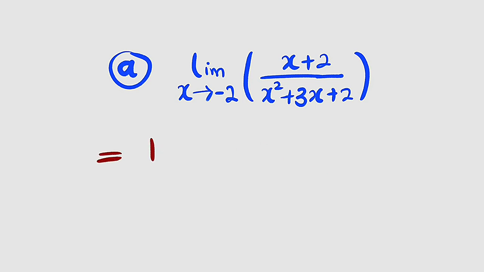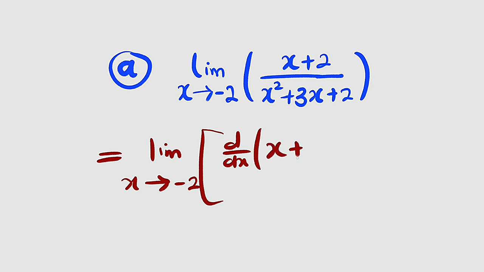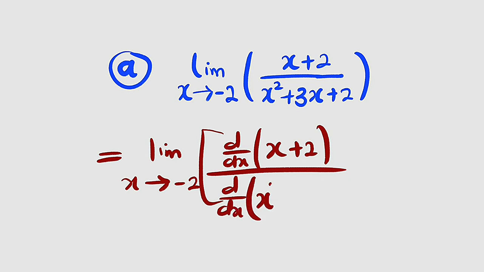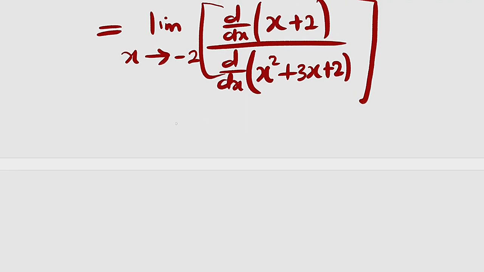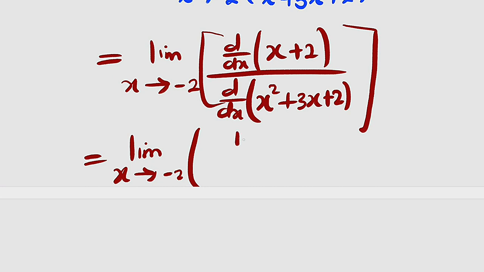So this is the same thing as the limit of x approaches negative 2 of d over dx of x plus 2 divided by d over dx of x squared plus 3x plus 2. So we're going to differentiate the top and the bottom separately. From the top, if you differentiate x, you have 1. You differentiate 2, you have 0. To the bottom, you differentiate x squared, you have 2x. Differentiate 3x, you have 3. Differentiate 2, you have 0.